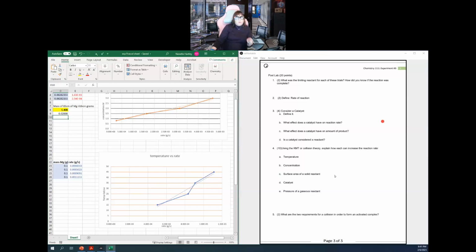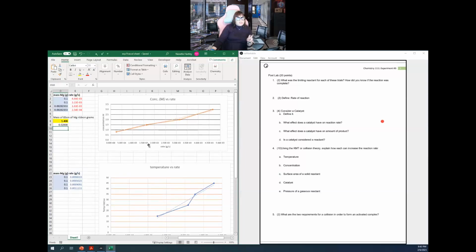As far as your post-lab goes, what was the limiting reagent for each of these trials? You have 2 things that we're talking about. One is HCl, one is the Mg. Which one is your limiting reagent? And a big clue, how would you know if the reaction was done? So if you've taken a piece of metal and you've dropped it into the acid, what would you expect to see? And I'll tell you what you do see. You see bubbles forming. And eventually that stops. And the metal is gone. So draw from that what you need to determine what your limiting reagent is.